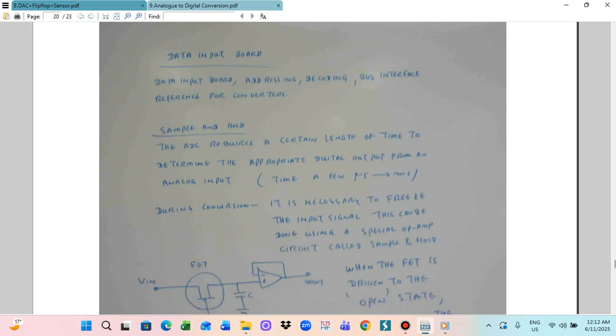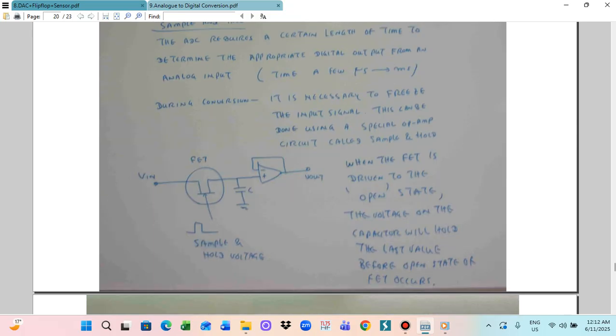For the sample and hold circuit, we use the FET transistor, this capacitor, and this operational amplifier. When the FET is driven to the open state, we give the gate firing signal to the FET for conduction, so the FET charges the capacitor. The capacitor retains the value. Before the occurrence of the next open state of the FET, the capacitor will hold this charge. This is the way we use the sample and hold circuit.